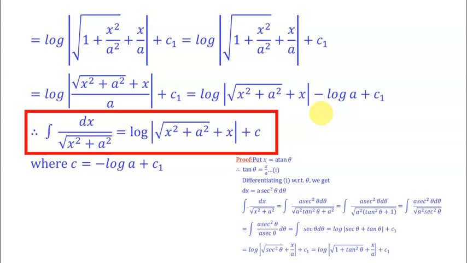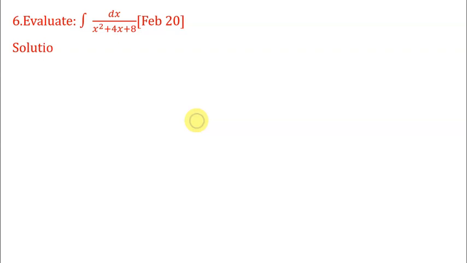Now next, evaluate the integral dx upon x square plus 4x plus 8. This example was asked in the February 20 examination. It's a very simple solution. Let I is equal to the integral dx upon x square plus 4x plus 8.